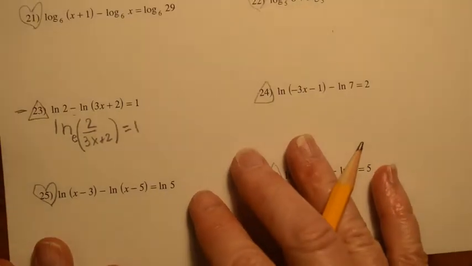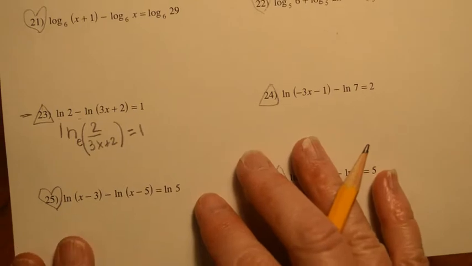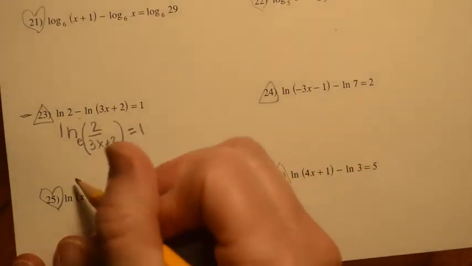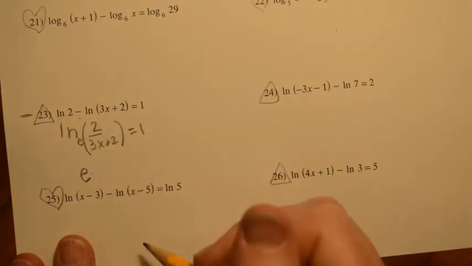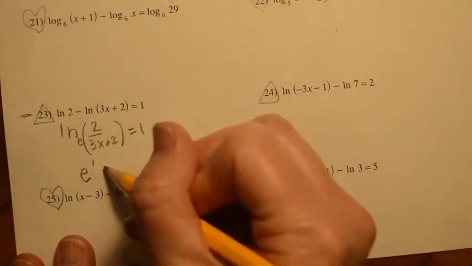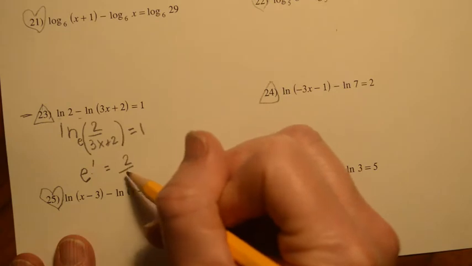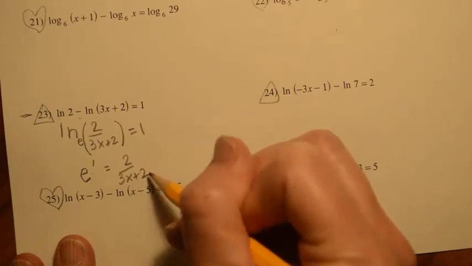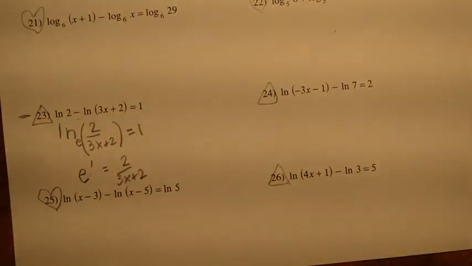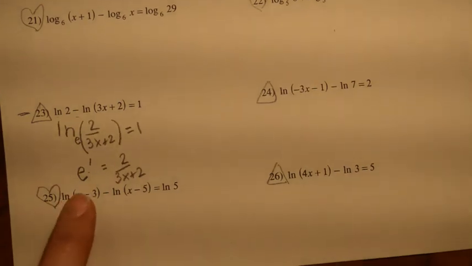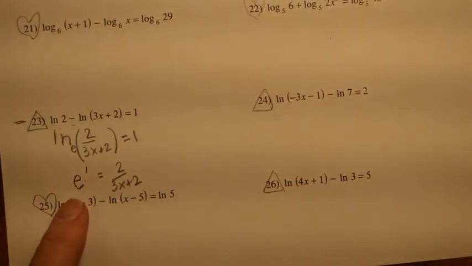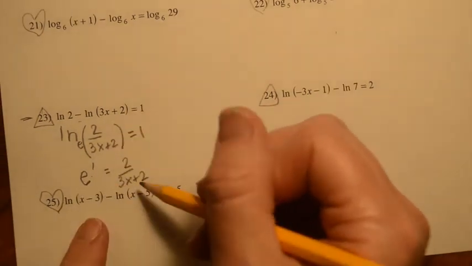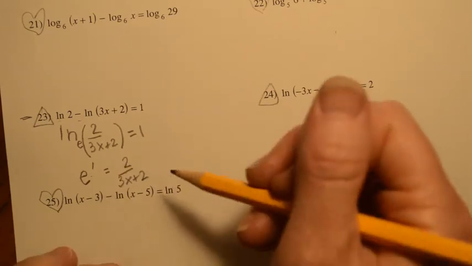Right, but that base, which we don't write in natural log, is an e. So when I go to rewrite it, it says e, the base here becomes the base here, to the first equals 2 over 3x plus 2. Now you have two options at this point. You could turn e to the first into 2.72 like we talked about in class, or you can just solve for x and leave that e in there.